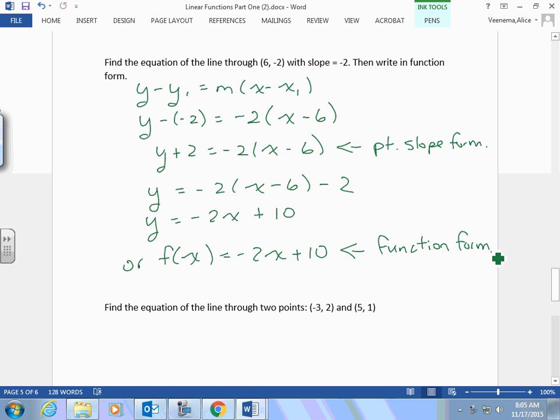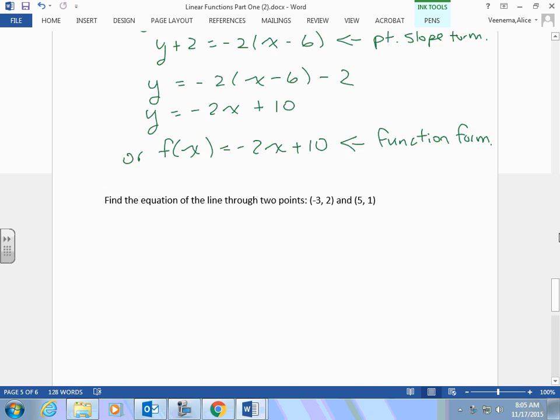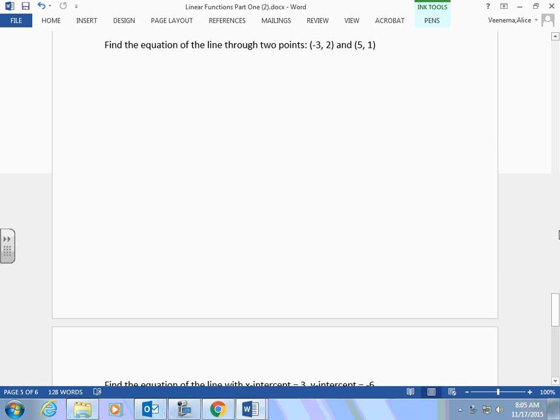Okay, so now let's find the equation of a line where we're just given 2 points. If you think about this, we can use those 2 points to find the slope of that line, and then we can use the slope and one of the points to find the equation. So let's first find our slope. It will be 1 minus 2 over 5 minus negative 3. So that's negative 1 over 8. So there's our slope. And let's use that first point there.